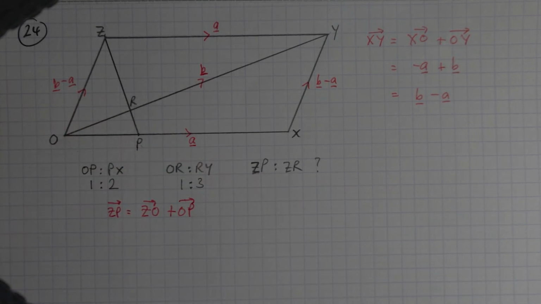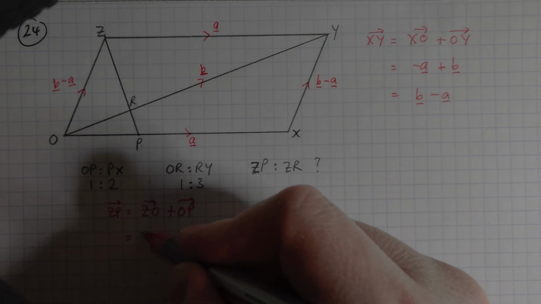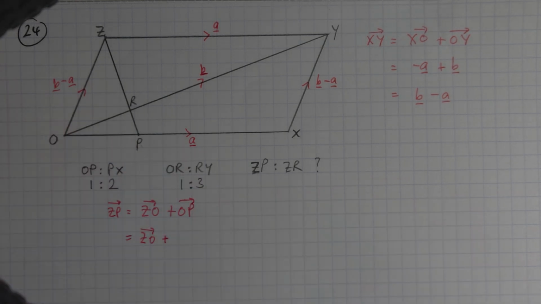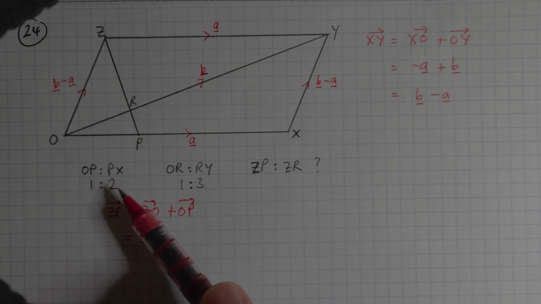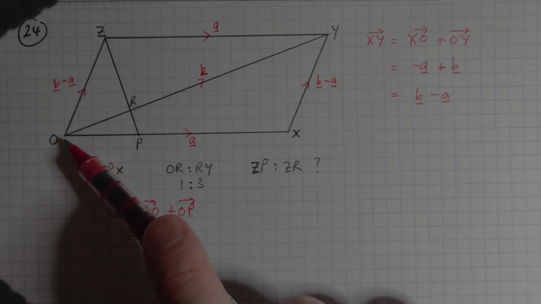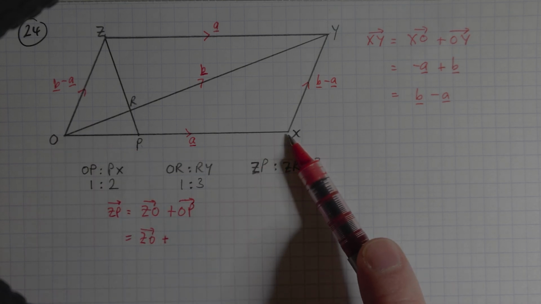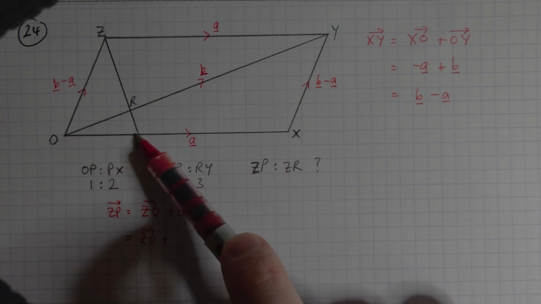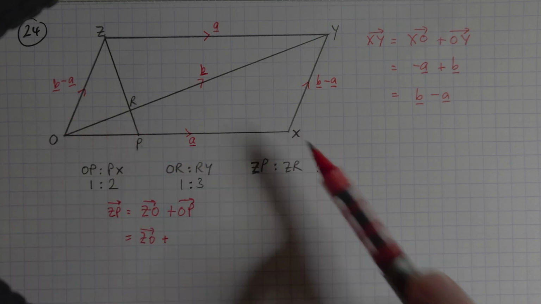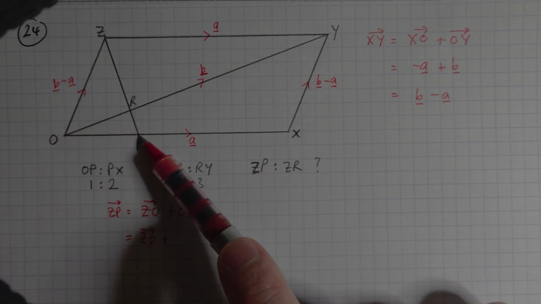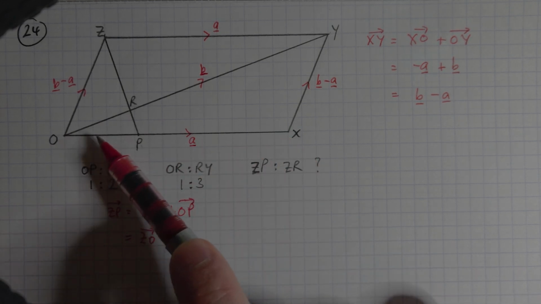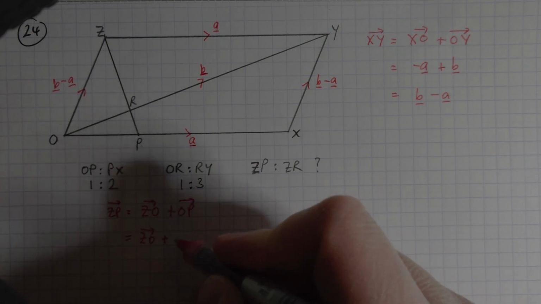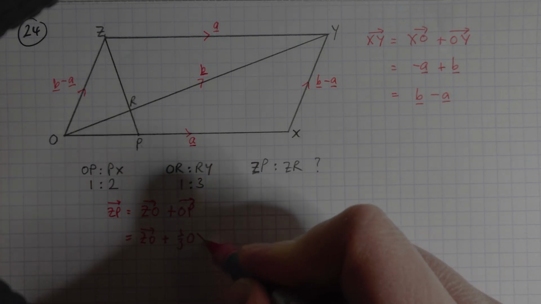And O to P is just some fraction of OX. So Z to O, and to get from O to P, well, OP is 1 part when PX is 2 parts. So if it's 1 part, 2 parts, this length OX has been split into 3 parts. Therefore, I can say that OP is 1/3 of OX. I'll say that again slowly. If that's 1 part and that's 2 parts, then this is 3 parts in total. So this is 1/3 and this is 2/3 over here. So I'm going to write that as 1/3 of OX.